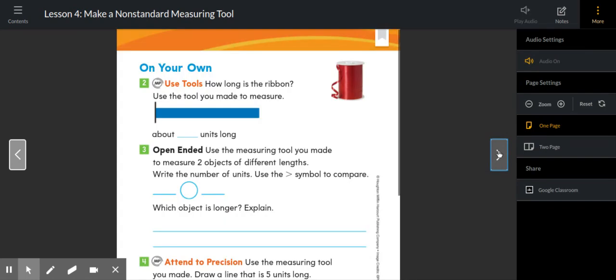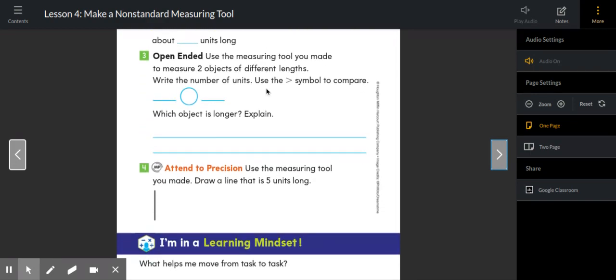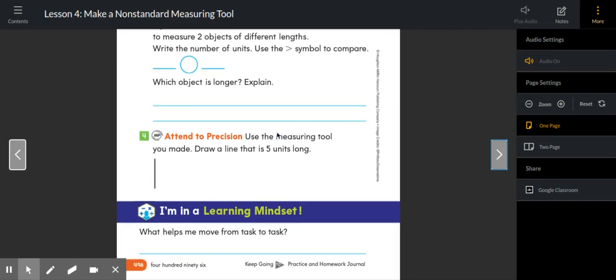Using your measuring tool to measure that ribbon. How many units long is that? Use the measuring tool you made to measure 2 objects of different lengths. So here you get to pick your 2 objects. Write the 2 numbers here. Which object is longer? Since you picked the object, you'll need to tell me what it was. Use the measuring tool you made, draw a line, and all of our lines, again, are going to be exactly the same because we're all using the exact same graph paper. So you're going to draw a line that is exactly 5 squares long using that graph paper.